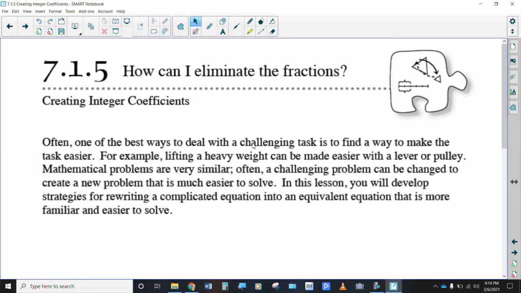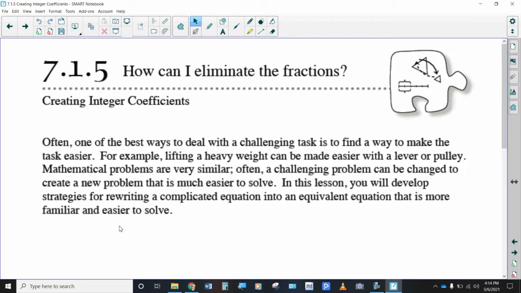Often, one of the best ways to deal with a challenging task is to find a way to make it easier. For example, lifting a heavy weight can be made a lot easier if you use a lever or a pulley. Mathematical problems are very similar. Often, a challenging problem can be changed to create a new problem that is a lot easier to solve.